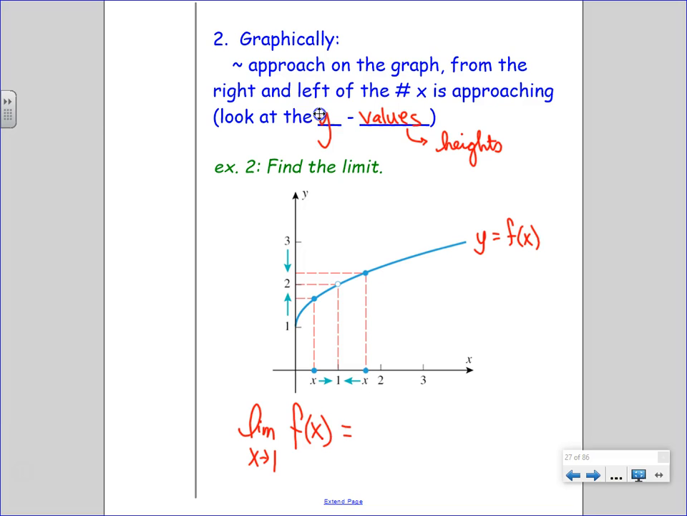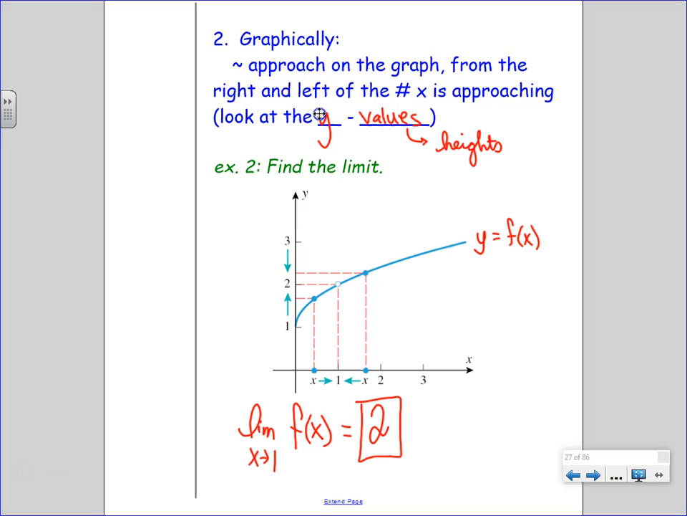But even though we don't know the function, we can, using the graph, look to the heights. What is the limit? 2. Does it matter that there's a hole for the limit to exist? No. Is the function continuous at 1? No. There is a discontinuity. But the limit does exist. The approach does exist.